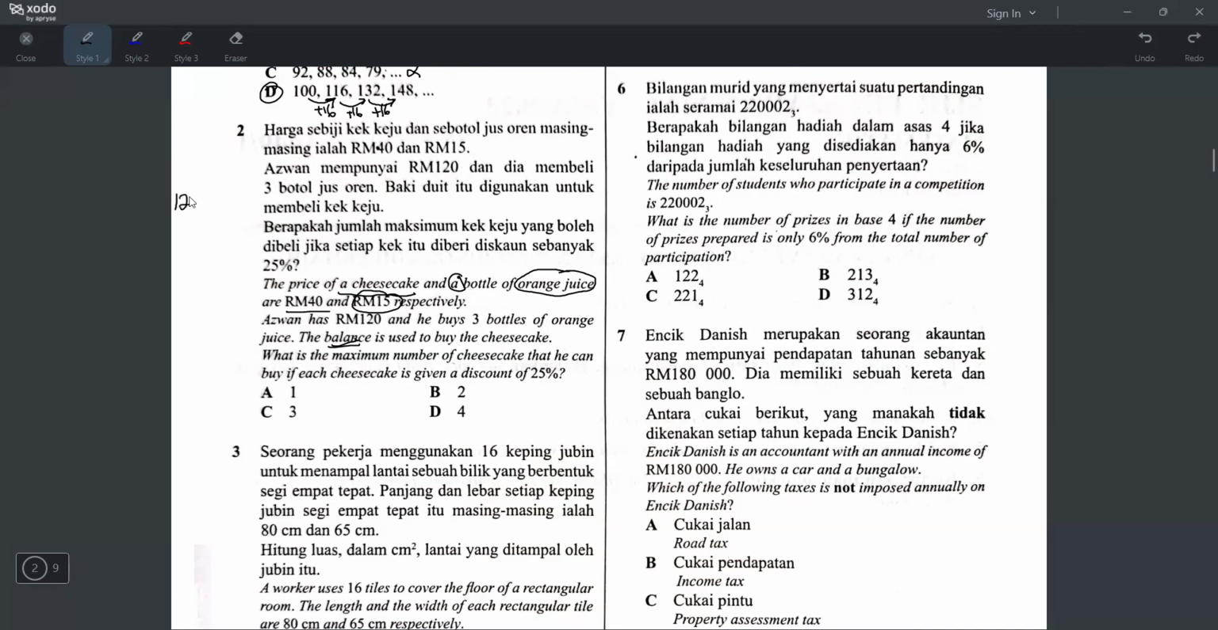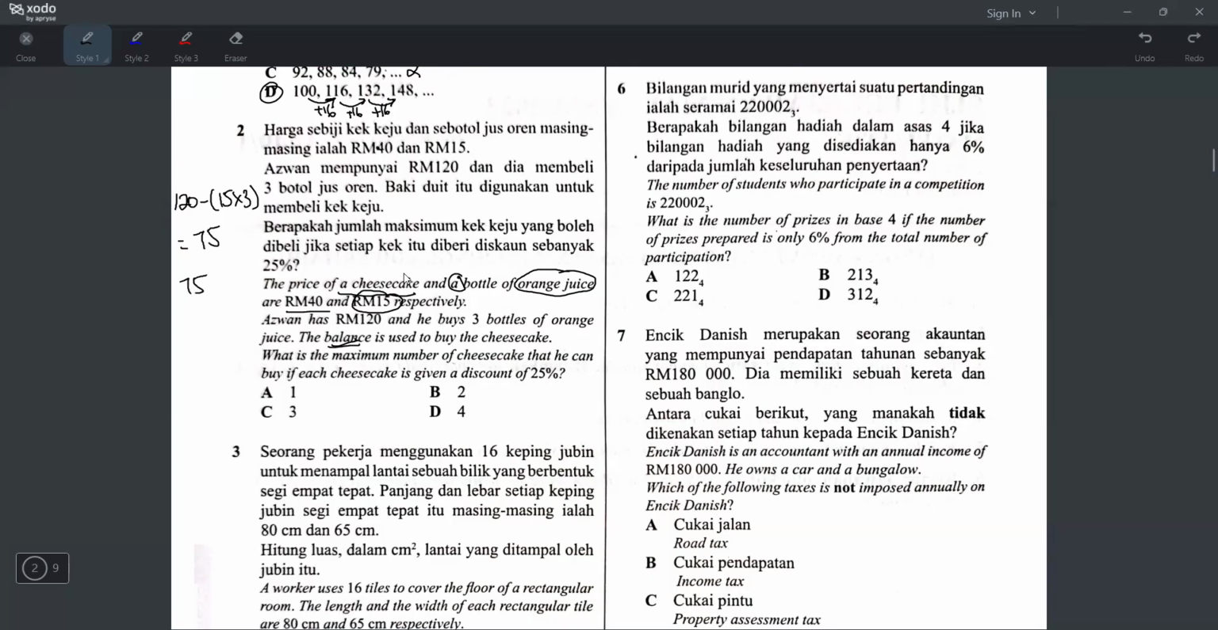Dia ada 120 but he go and beli 3 orange juice and satu orange juice is 15 ringgit. So you have to minus with 15 times 3 lah. Ataupun you boleh cakap 120 minus 15 minus 15 minus 15, 3 kali. So let's tekan this. What you get? 75. So what is 75? This is the balance. Okay. And what he do with this balance? He go and buy cheesecake.